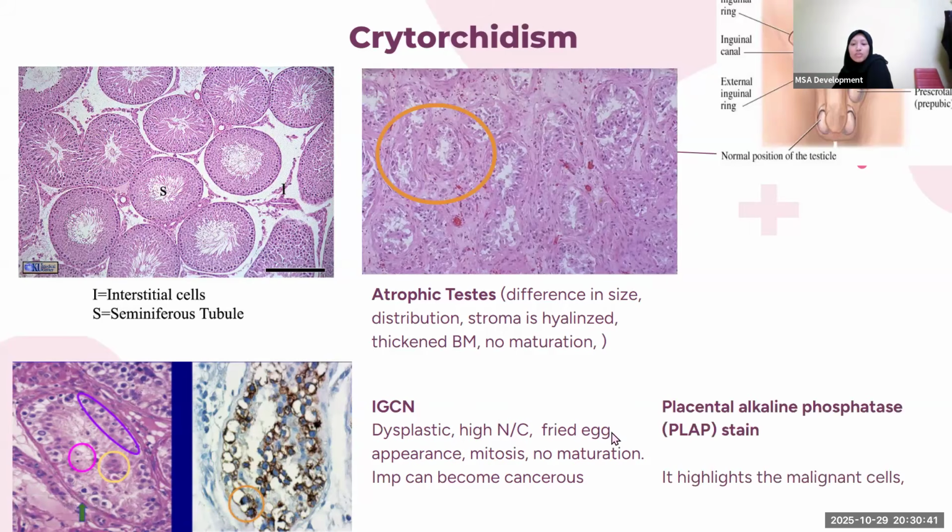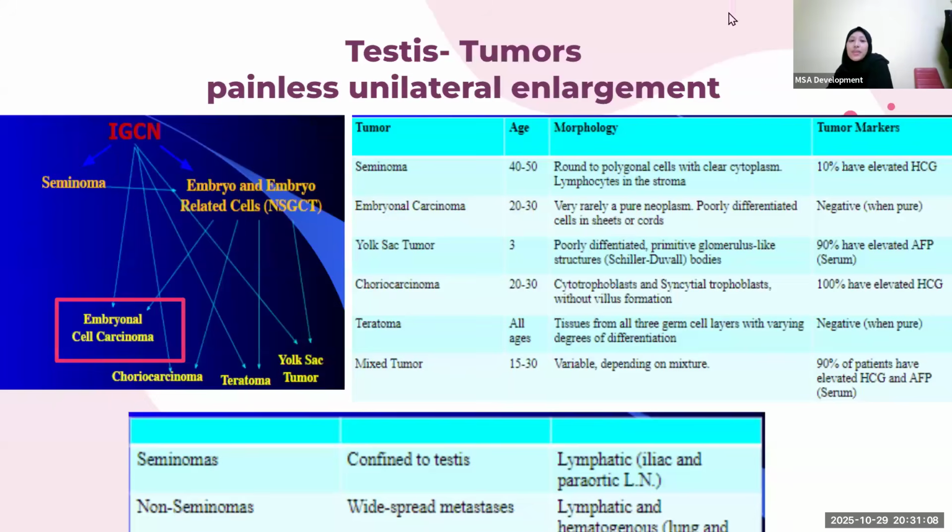This stain is called PLAP stain, or placental alkaline phosphatase. It highlights the malignant cells, and as you can see here, it is highlighting all the intratubular germ cell neoplasia. Okay, so it's very important, if a child comes with cryptorchidism, to fix or try to treat it surgically as early as possible to reduce the risk of cancer or tumors.